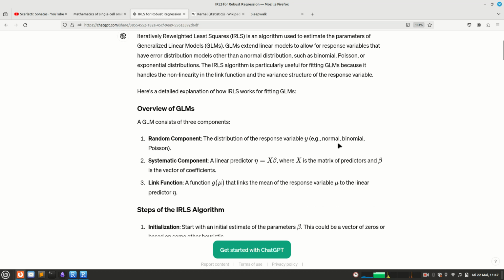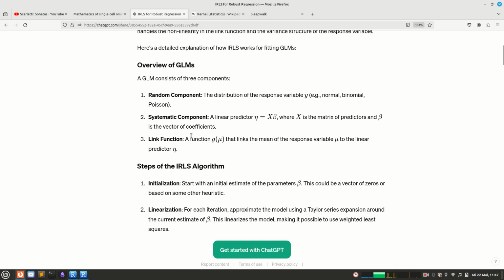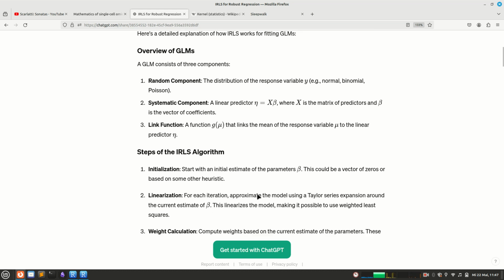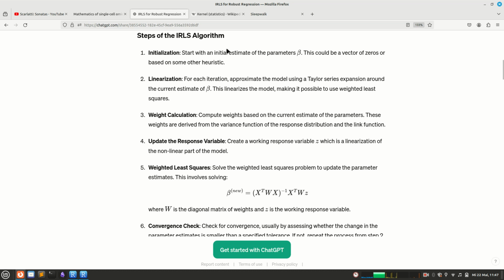You always have to specify the distribution of a response variable, in our case Poisson. You have to specify a linear predictor, where you have this design matrix X. In our case, the design matrix is just two columns, one column with all 1s for the intercept, and the other column contains the time values. And beta is our two parameters, and the link function, in our case, is the logarithm. And then, as you can see, it explains to us.